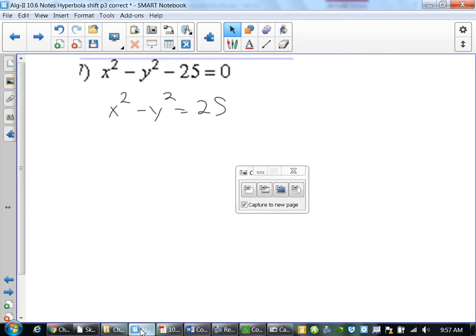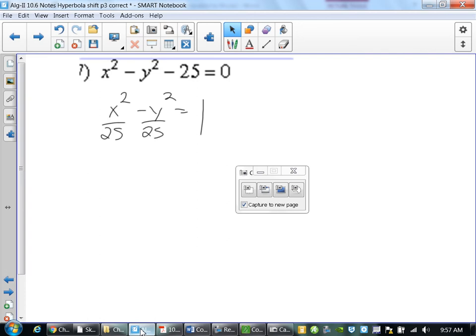What's the sign between the two? Minus. It's a hyperbola centered at the origin. You put them both over 25, and this becomes 1. It's not a circle because it's subtraction between the two.